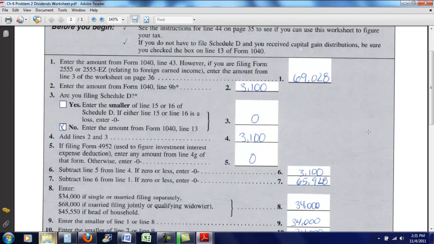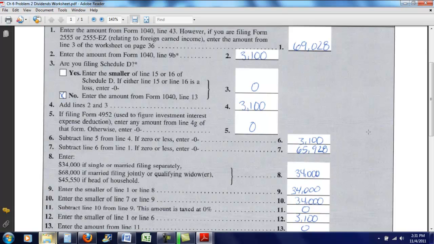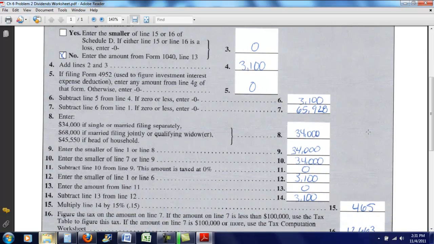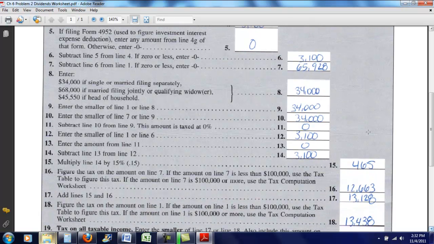We then subtract line 6, the $3,100, from our taxable income, which is $69,028. That gives us a new taxable income of $65,928. It asks us to enter $34,000 if she's single. She is. It asks us to enter the smaller of line 1 or 8. That's $34,000. We then want to enter the smaller of line 7 or 9, that's still $34,000. We subtract the 10 from 9, $34,000 minus $34,000, and we get a 0. So 0 of this is at 0%, and that's because she's above the 15% marginal tax bracket. So then we're going to take the 3,100, the smaller of 1 or 6, and the smaller is 3,100. We didn't have anything on line 11, so line 14 says 3,100.